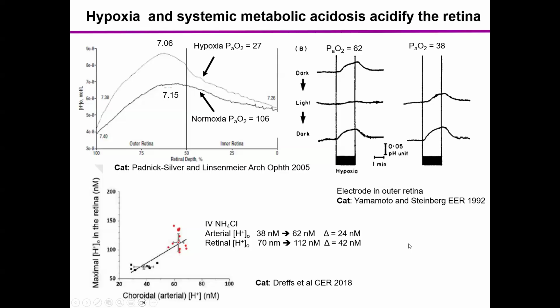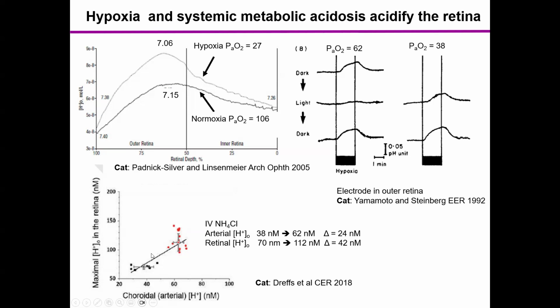We've also looked at metabolic acidosis. We never really looked at hypercapnia, but we looked at metabolic acidosis. And what this is plotting is the choroidal PO2 and the maximum pH in the retina, maximum hydrogen ion concentration. So it's the peak of these curves against arterial pH.